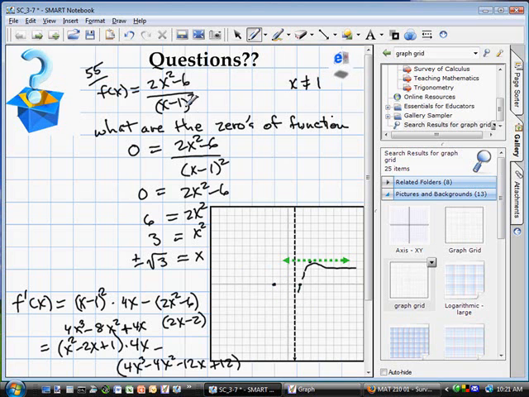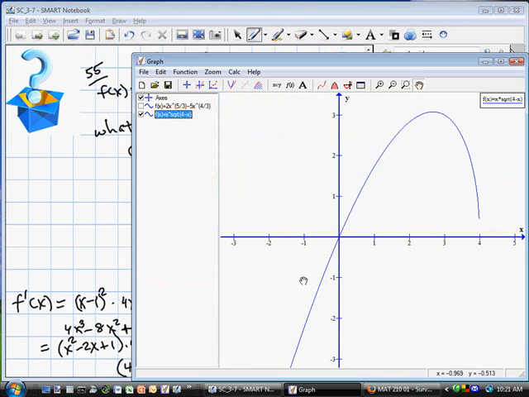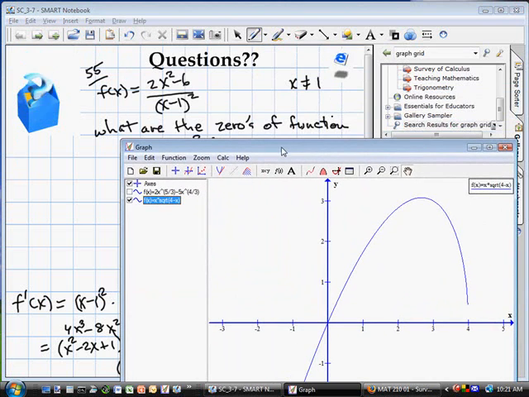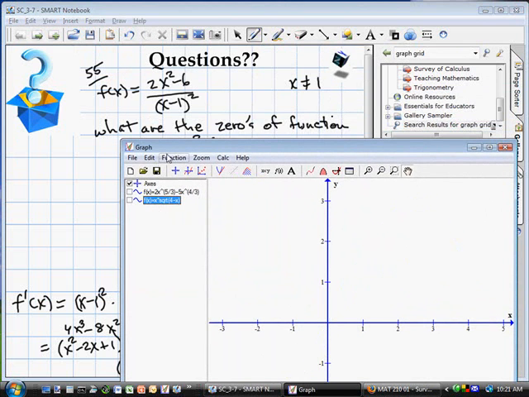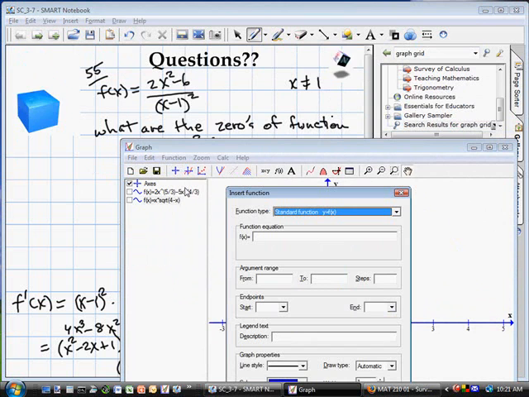I don't know. So should we just take a look at the graph now, or do you want to analyze it some more? These can take quite a while. Let's see what we got from the graph. So this time we've got numerator 2x squared minus 6 divided by parentheses x minus 1 squared.